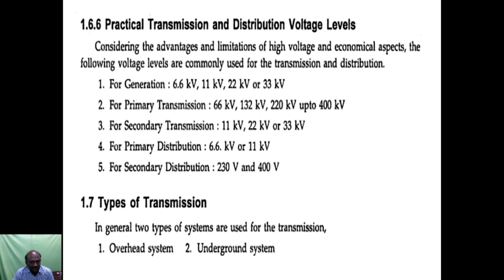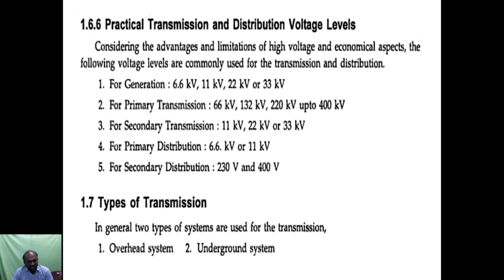In secondary transmission, using transformers, we are stepping down the voltages. So again we have voltages of 11, 22 or 33 kV in secondary transmission. Then primary distribution, where there is further stepping down of voltages, to about 6.6 kV or 11 kV. In secondary distribution, the voltages are stepped down further, to 230 V or 400 V. Normally 230 V is a single phase voltage and 400 V is a three phase voltage.